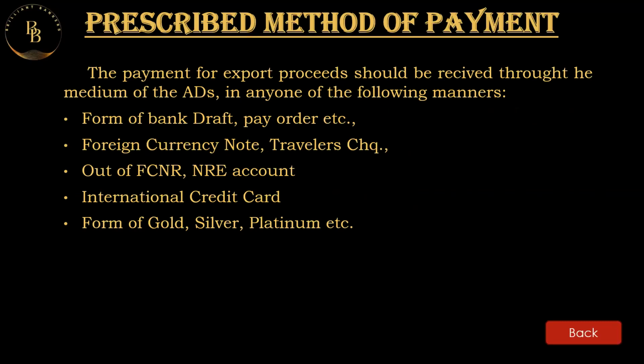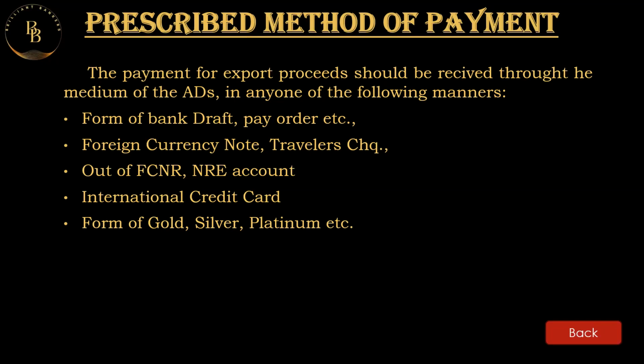Every receipt in foreign currency by an authorized dealer, whether by way of remittance from a foreign country or by way of remittance from his branch or correspondent outside India, against payment for export from India or any other payment, shall be in the form of a bank draft, a pay order, a foreign currency note, a traveler's check from the buyer, payment out of FCNR or an NRE account of the buyer, or through international credit cards when goods are sold during the overseas visit to the exporter concerned.